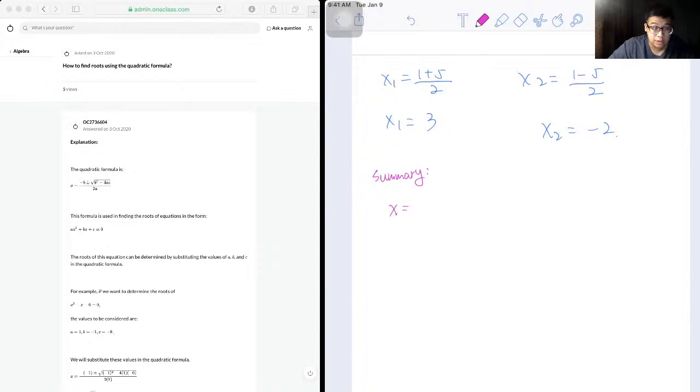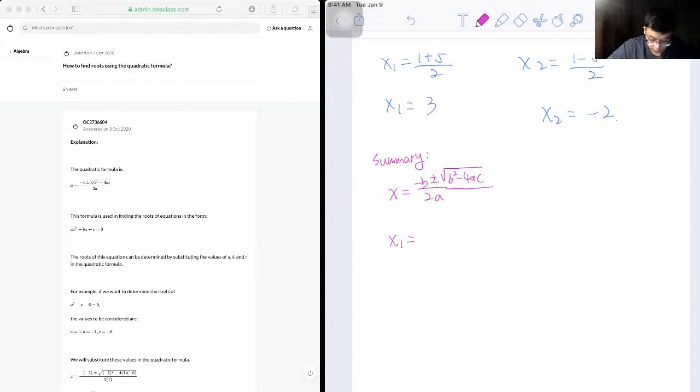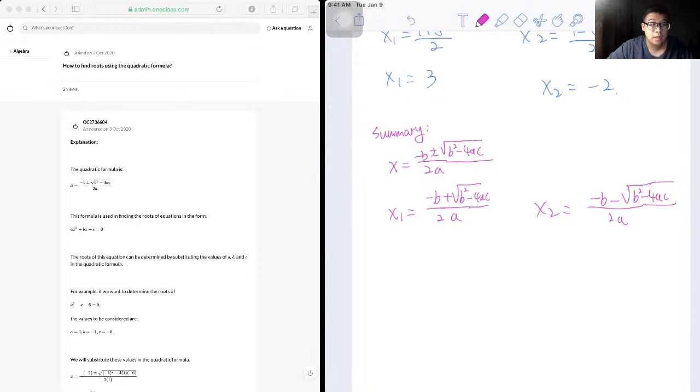So we have x is equal to negative b plus or minus the square root of b squared minus 4ac, all over 2a. So x1 will be negative b plus the square root of b squared minus 4ac over 2a, and x2 is equal to negative b minus the square root of b squared minus 4ac over 2a. Right.